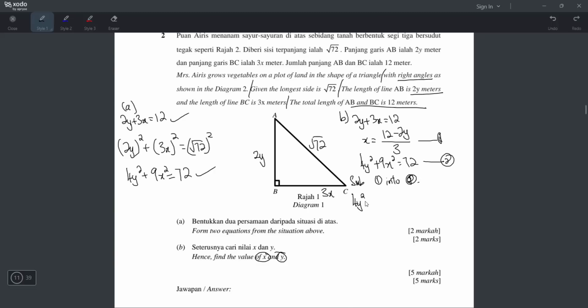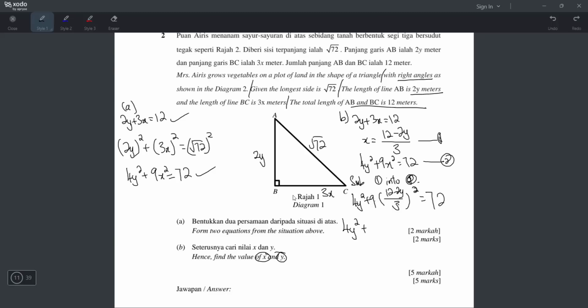It will become 4y square plus 9 bracket square equals 72. And for the x, you replace with 12 minus 2y over 3. Okay, so now we have to do the bracket first. So 4y square plus, okay, I want to ask you, this 9 and 3, boleh tak saya potong-potong macam ni, dapat 3 macam ni? Because 9 divide 3 is 3, right? Boleh ke tak boleh? Tak boleh.